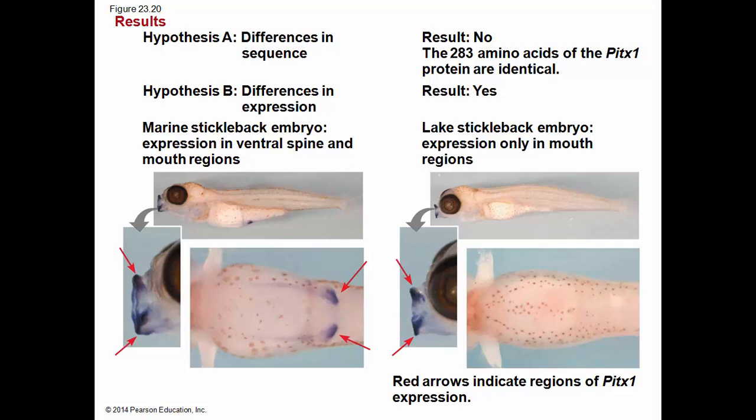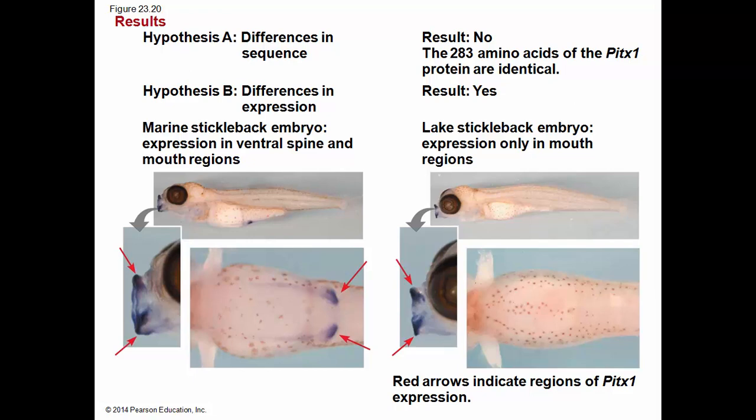Okay, so there are two hypotheses that they tested. One is, are there any differences in the coding sequences of the PITX gene in the marine and lake stickleback fish? So they sequenced the genes of both the marine and the lake stickleback, and they found that the 283 amino acids of the PITX protein are identical in the marine and lake stickleback populations.